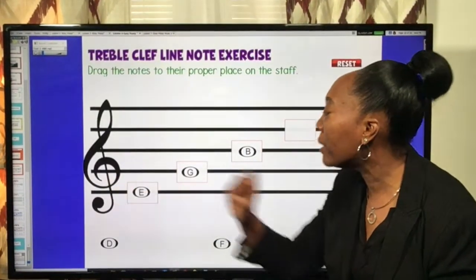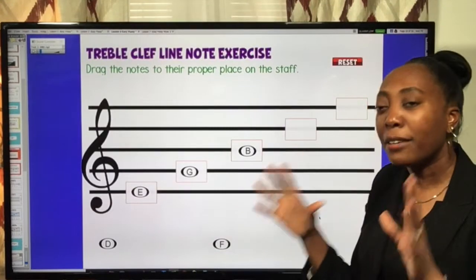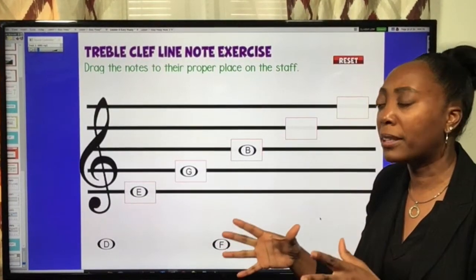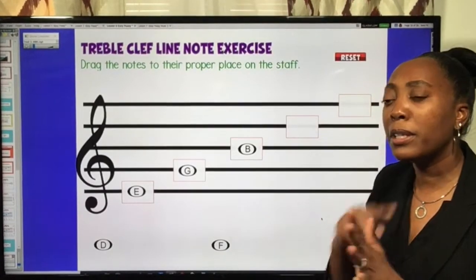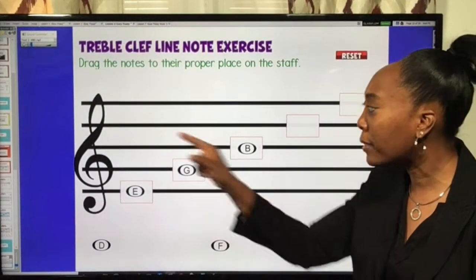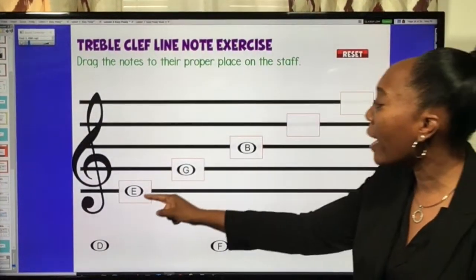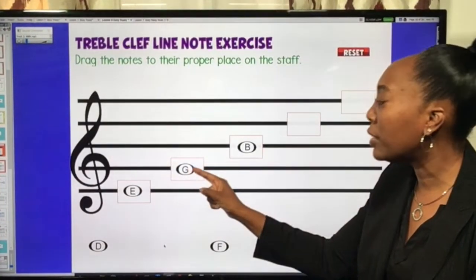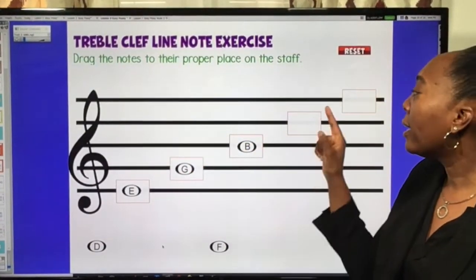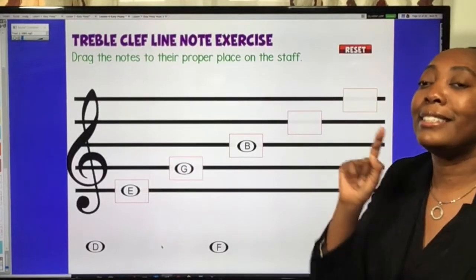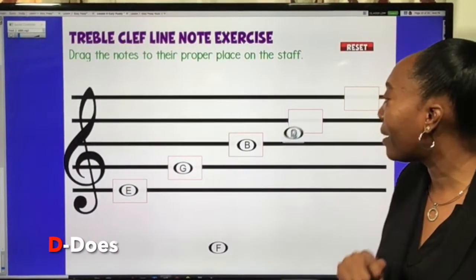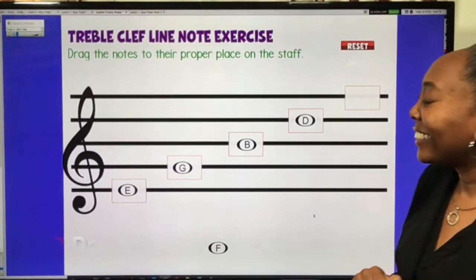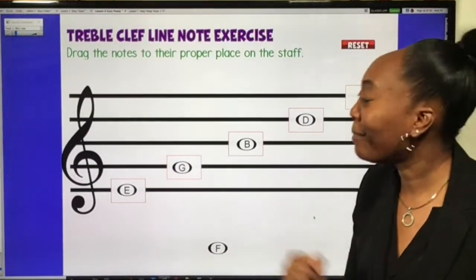And the treble clef tells us, it kind of really guides us through everything for our music. We don't have to do a lot of guessing as long as we know those line notes, right, for the treble clef. Now we have every, E, good, G, B, boy. What do we have here? D, does. That's right. We have to put a D there. Good work. You're absolutely correct.